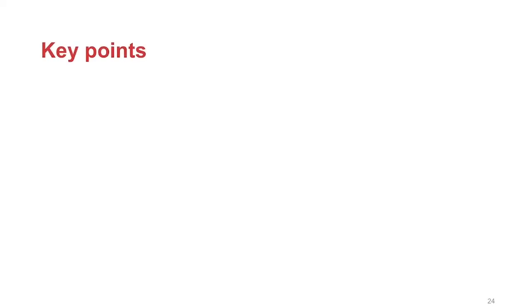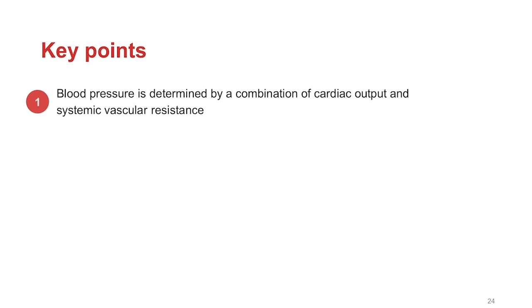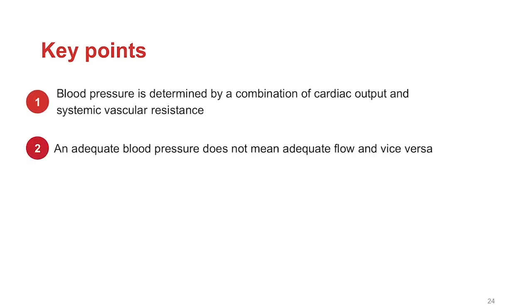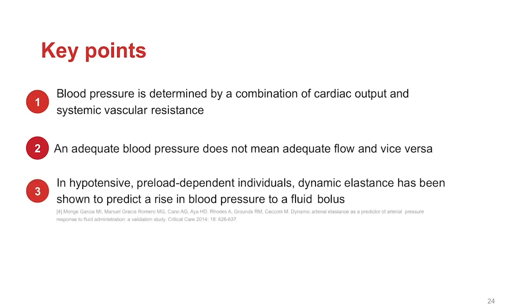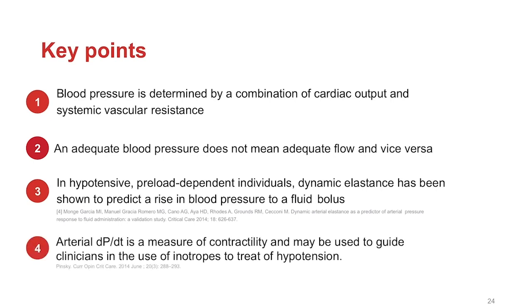In summary, blood pressure is determined by a combination of cardiac output and systemic vascular resistance. Adequate blood pressure does not mean adequate cardiac output and vice versa. In hypotensive preload-dependent individuals, Ea dyn can predict a rise in blood pressure to a fluid bolus. And arterial dP/dt is a measure of contractility and can be used to guide clinicians in the use of inotropes to treat hypotension.